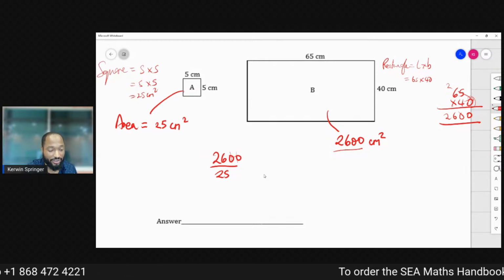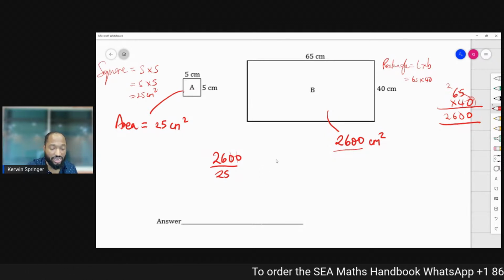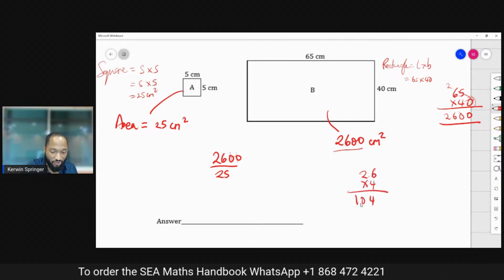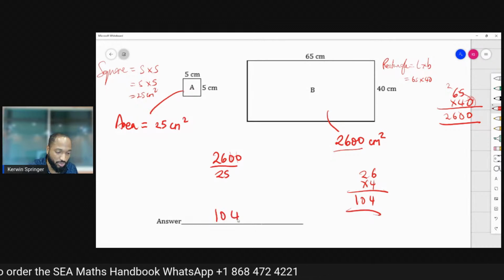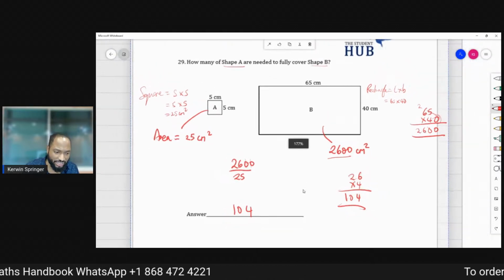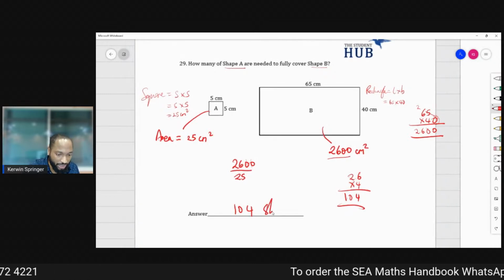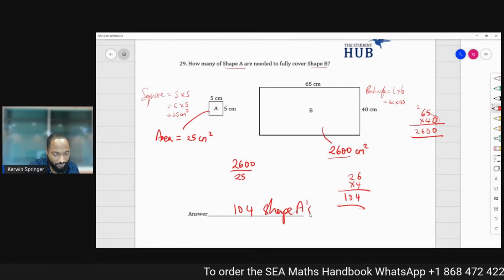That's a nice way to think of it. So multiplying 26 by 4 is easy. I can do that in my mind. It's 104. So 104 is what most people are getting. Is that what they're really asking in this question? How many of shape A? Yes. So I need 104 shape A's to fully cover shape B.